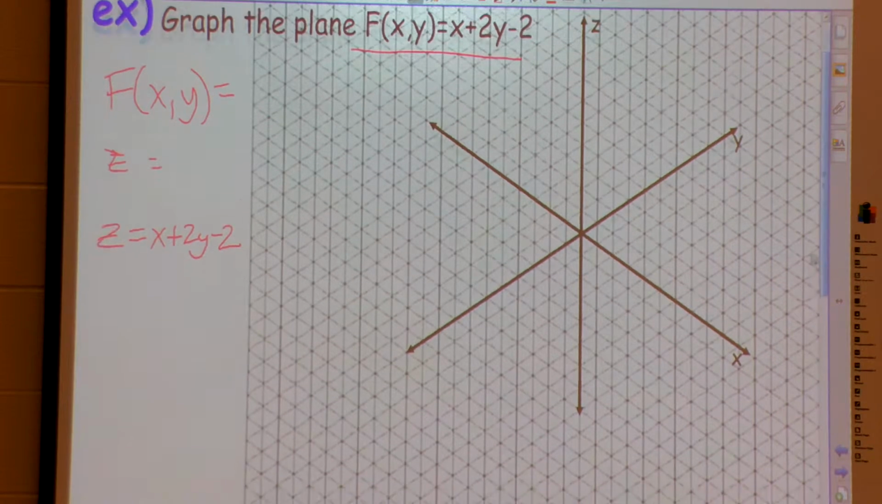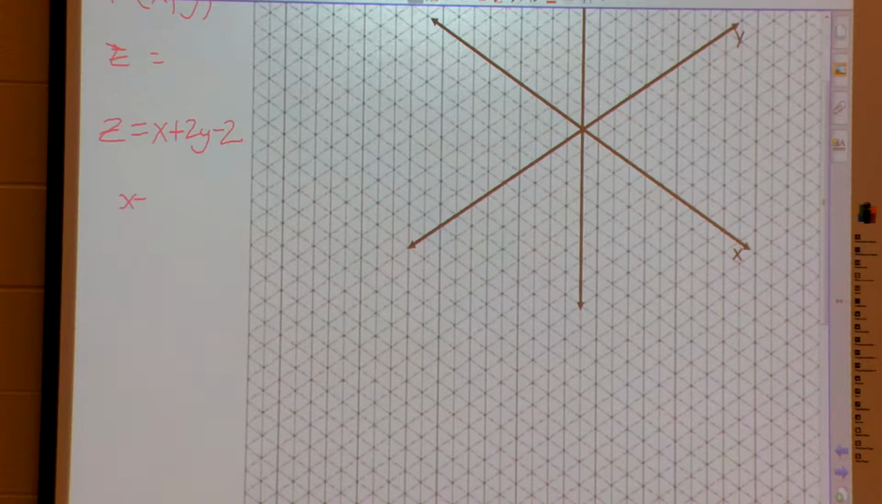Now I can graph the plane. So to find the x-intercept, remember I plug in 0 for z, 0 for y. I'm left with this. Add 2 to both sides, x equals 2. So I'll plot 2 on my x-axis.